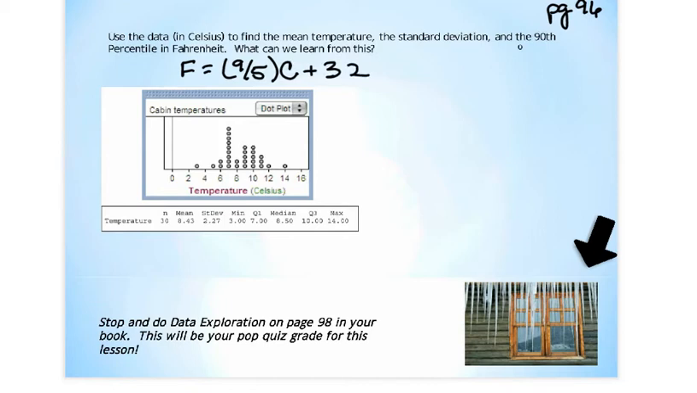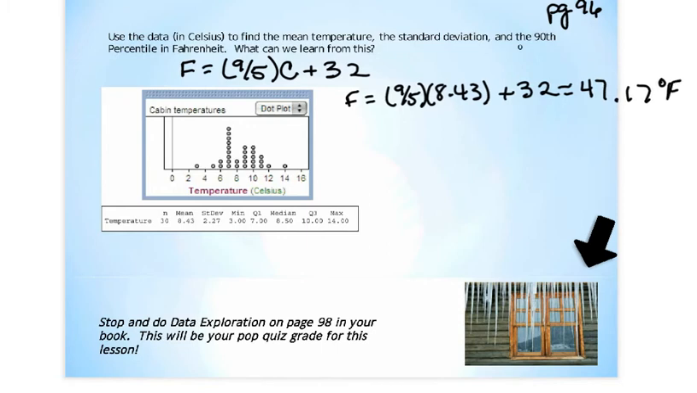All right, so we want to find the mean temperature in Fahrenheit. So we take the mean temperature, which is, I don't even know, what's the mean? 8.34 is our temperature in Celsius. So we're going to do Fahrenheit equals 9/5 times 8.43 plus 32. And if you get that, you get 47.17 degrees Fahrenheit. So this is the thermostat in Fahrenheit.